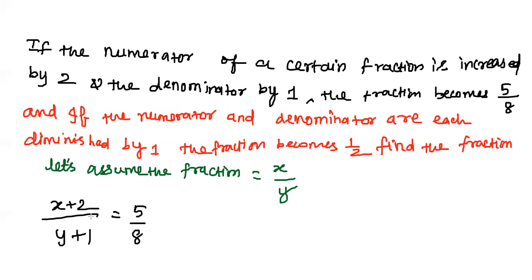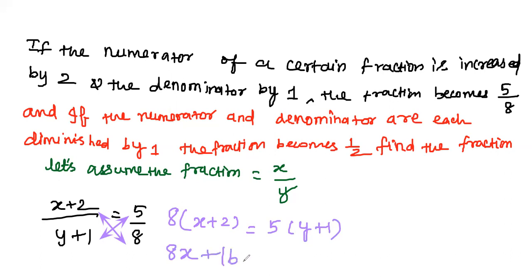Cross multiplication means this numerator and this denominator, and also this numerator and this denominator need to be multiplied. So it becomes 8 times x plus 2 equals 5 times y plus 1. So it is 8x plus 16 equals 5y plus 5. Can you follow?